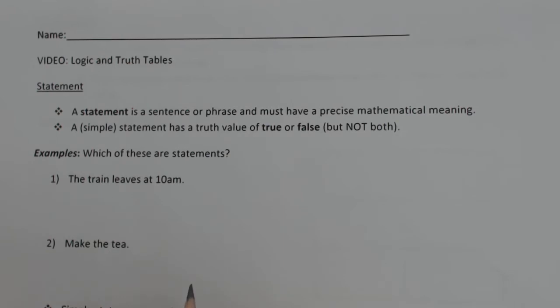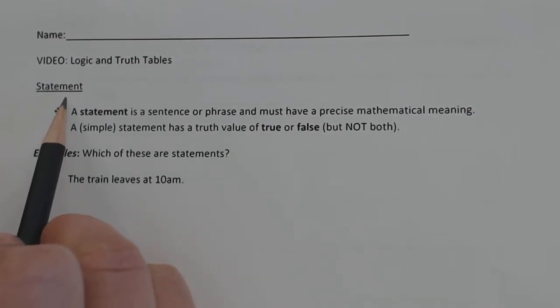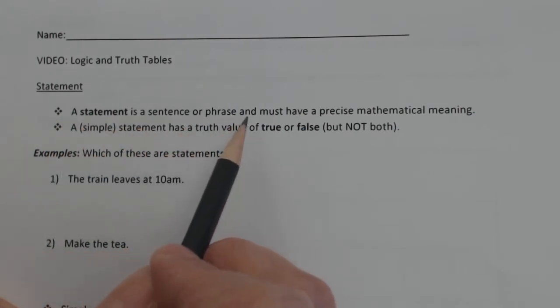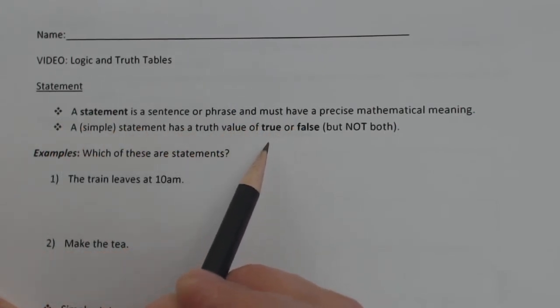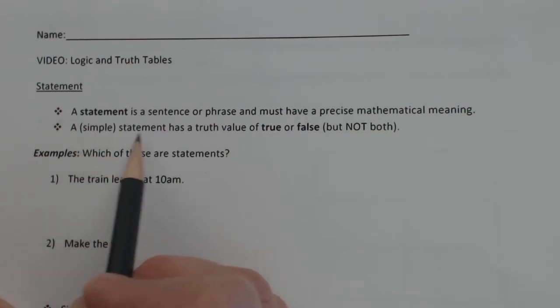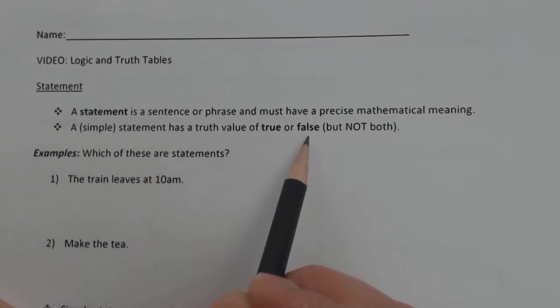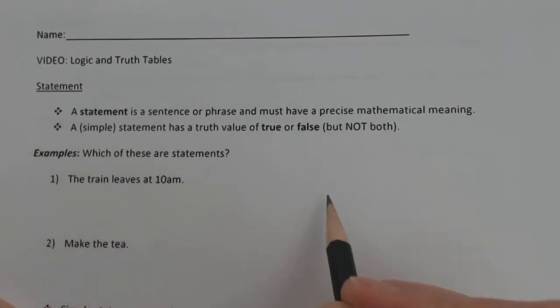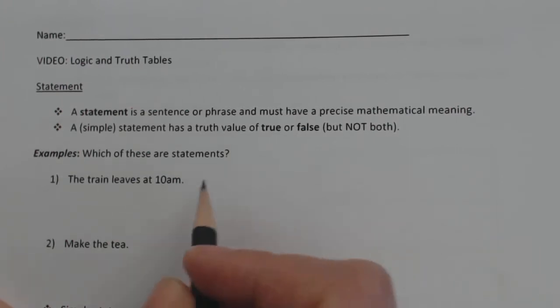Today we're going to be learning about logic and truth tables. First, I'm going to start off with the definition of statement. A statement is a sentence or phrase that must have a precise mathematical meaning. A simple statement has a truth value of true or false, but not both. So first, we're going to be dealing with simple statements.